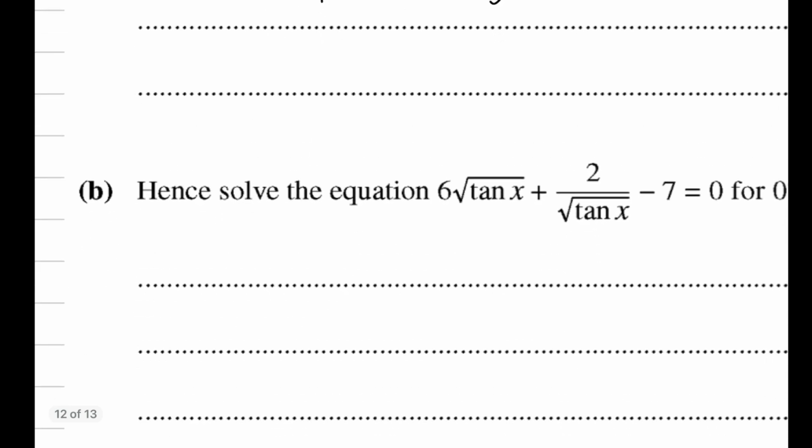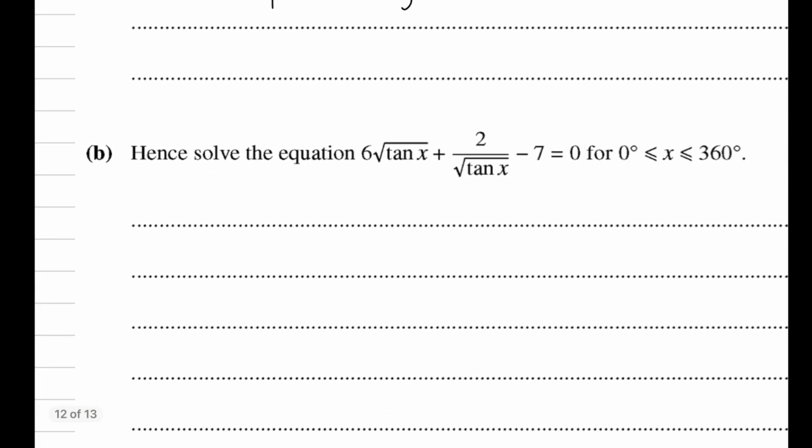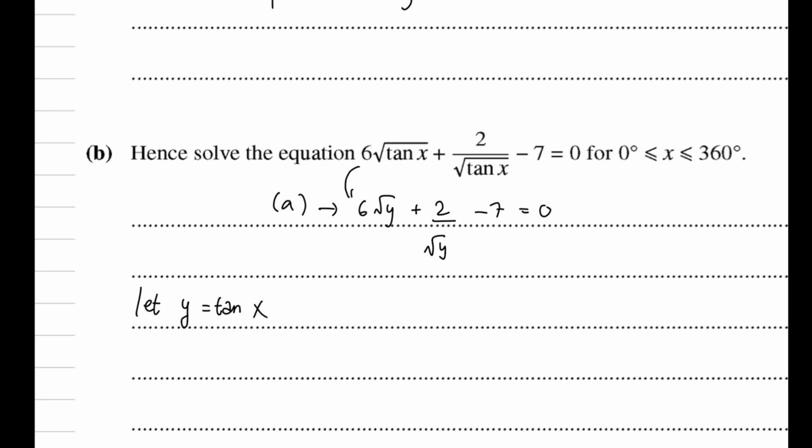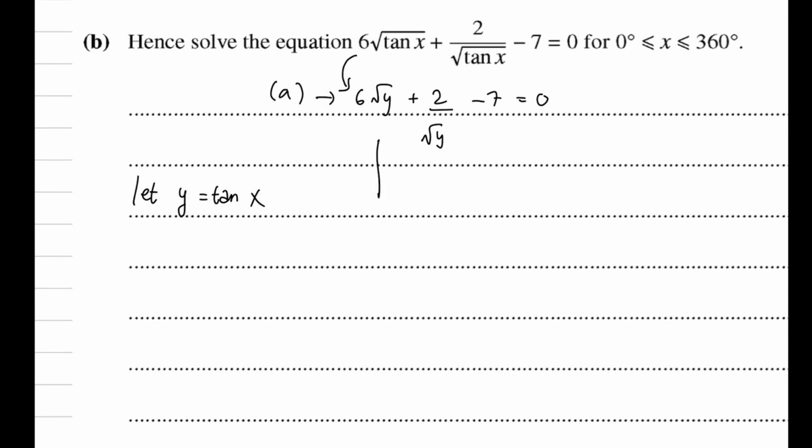Okay, the second one, we need to solve the equation 6 square root of tangent x plus 2 over square root of tangent x minus 7 equals 0 for x between 0 and 360 degrees. If you look at the pattern, this is part A. The equation is exactly the same if we replace y with tangent x. So by replacing y equals tangent x, part B becomes part A, and we already got the solution, which is y equals 1 over 4 or y equals 4 over 9.